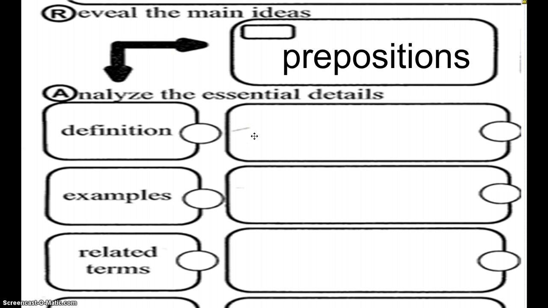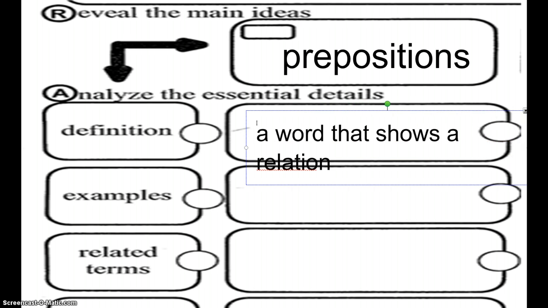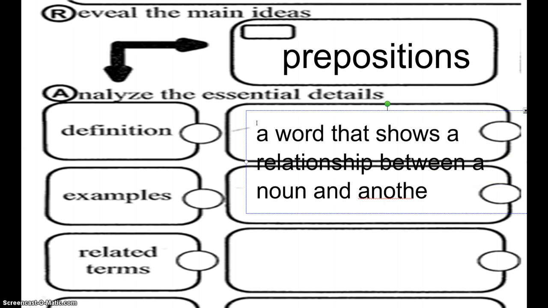So we looked at what we already know about past knowledge. I know students have studied prepositions before, just in recognizing them. But I always like to start off with a definition and some examples. So preposition, we said, is a word that shows a relationship between a noun and another word.